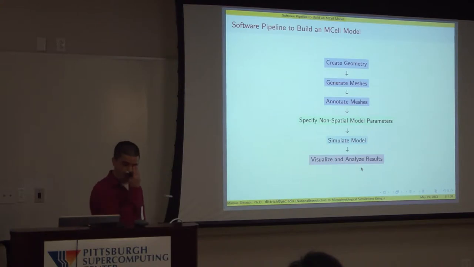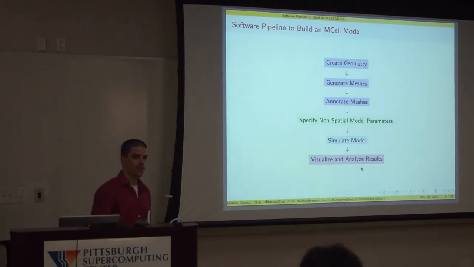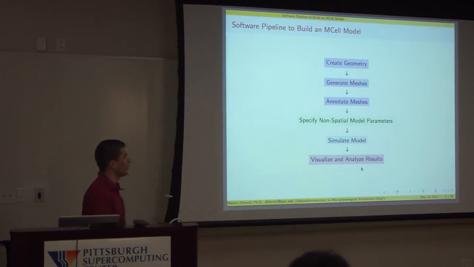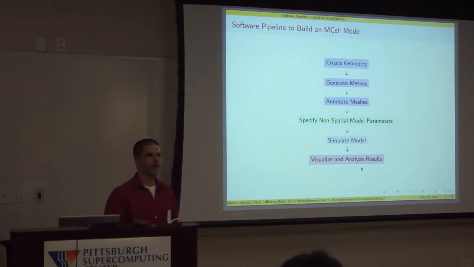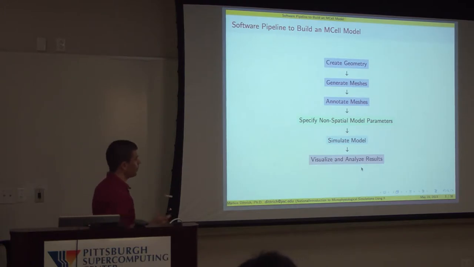So the software pipeline goes like that. You typically start off with your geometry. You have to generate meshes, so we'll come to that in a minute. Geometries in M-cell are described by surface meshes, triangulated surface meshes. You may have to annotate these meshes, so you may have to identify regions on these meshes corresponding to biological things in your system. Like if you have a membrane, there may be certain patches that contain different types of molecules, so you have to define what these patches are. This is what I mean by annotation. Then you have to specify non-spatial model parameters, and we'll come to what that is. You simulate, then you visualize and analyze the results.